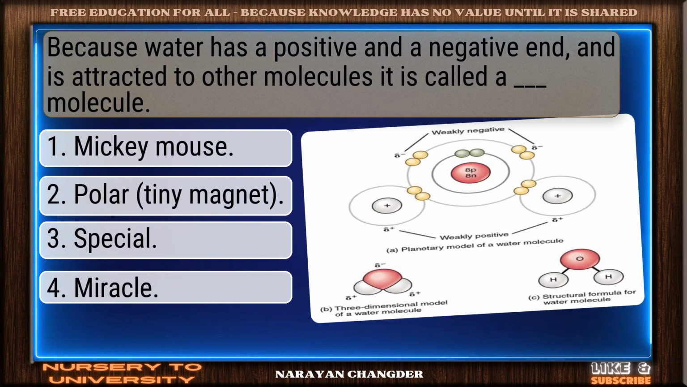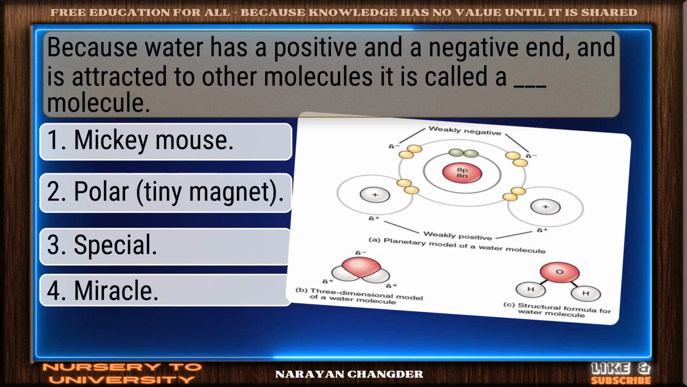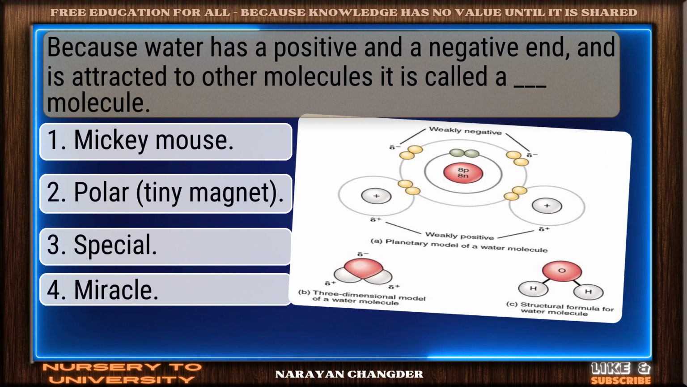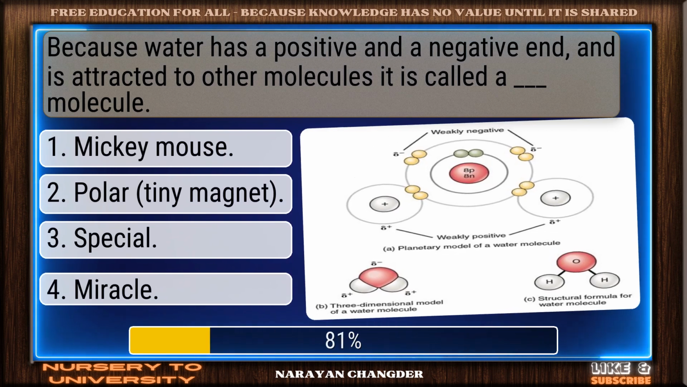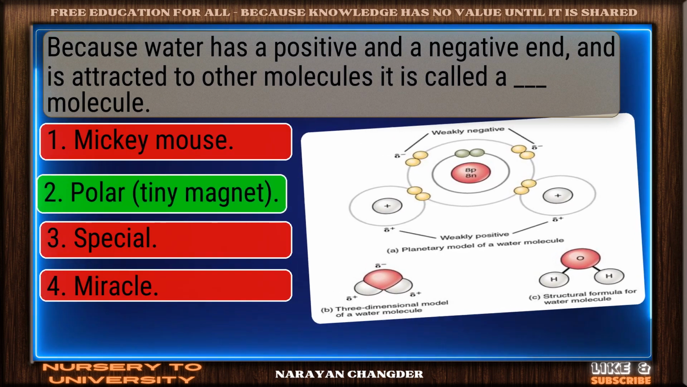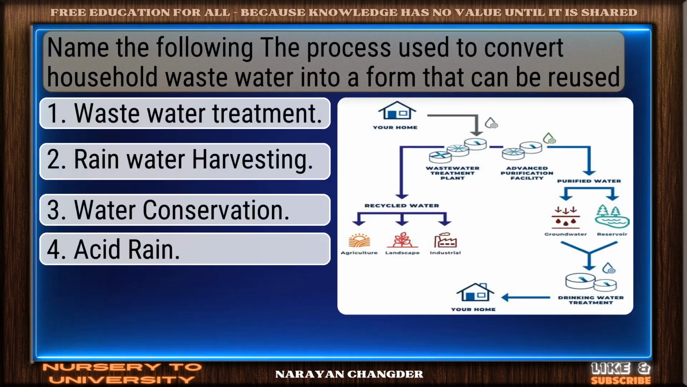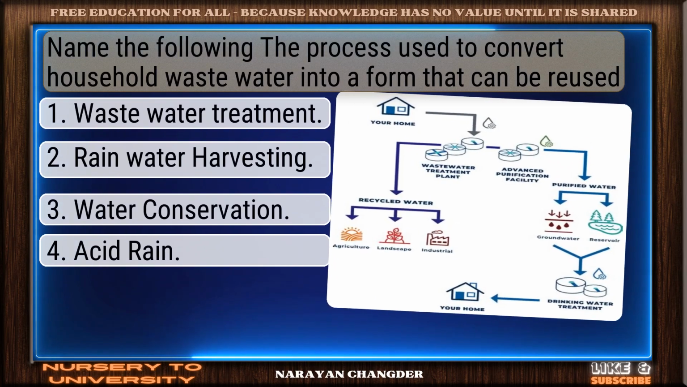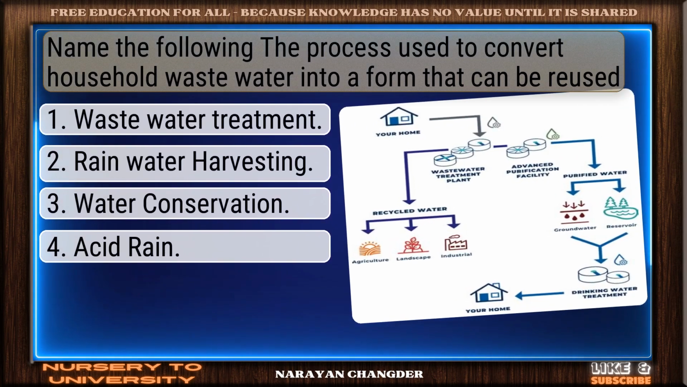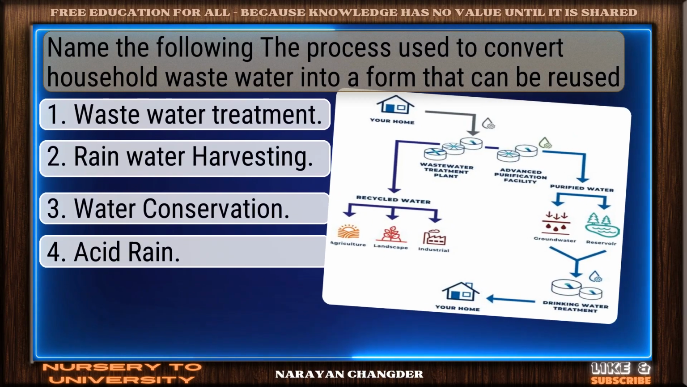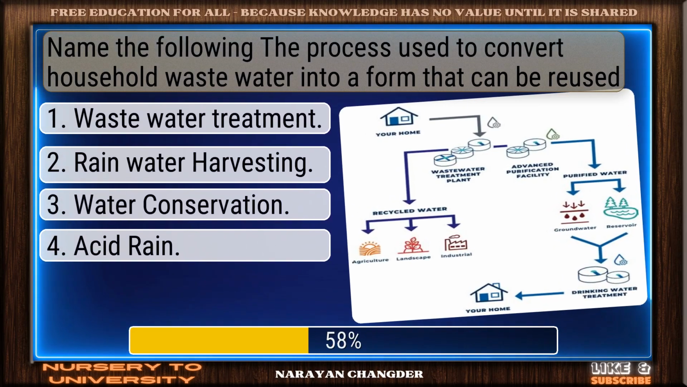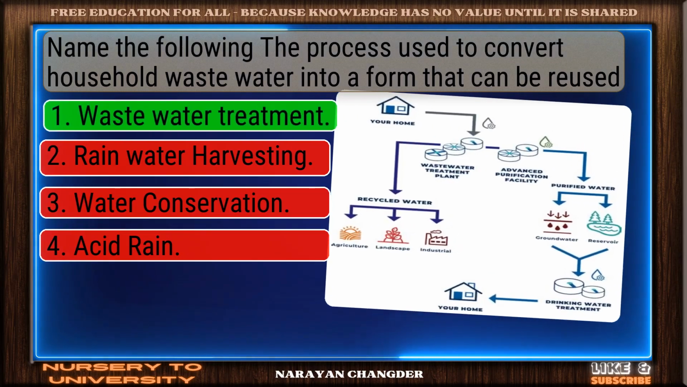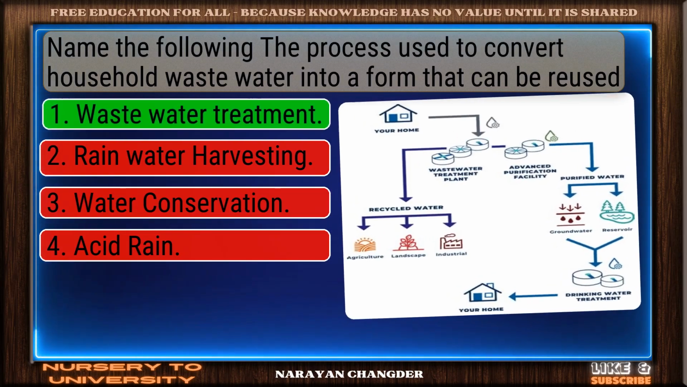Because water has a positive and a negative end and is attracted to other molecules, it is called a dash molecule. Right choice. Polar is the best answer. Name the process used to convert household wastewater into a form that can be reused. Well picked. Wastewater treatment is the correct answer.